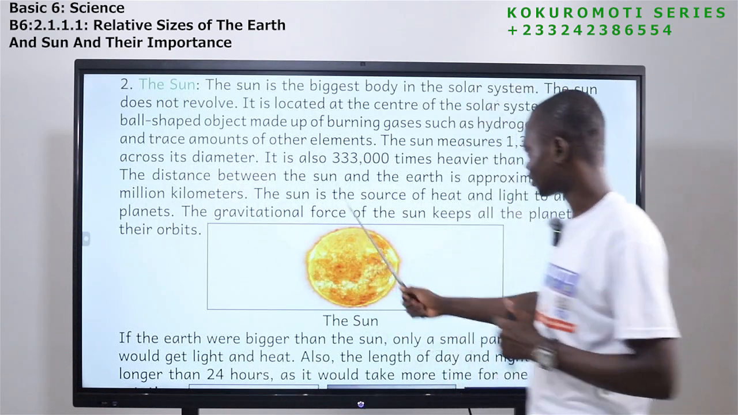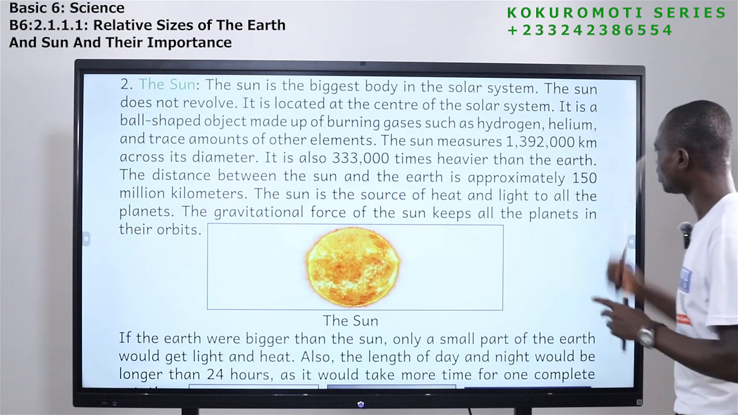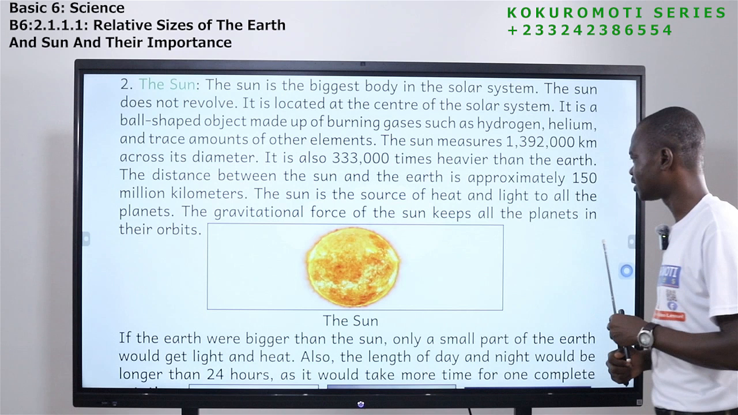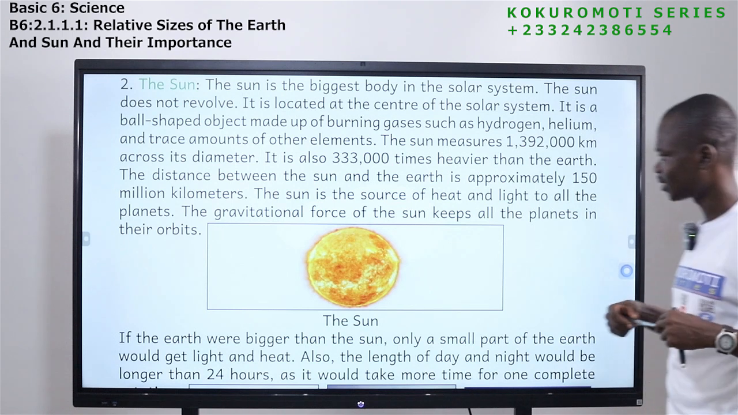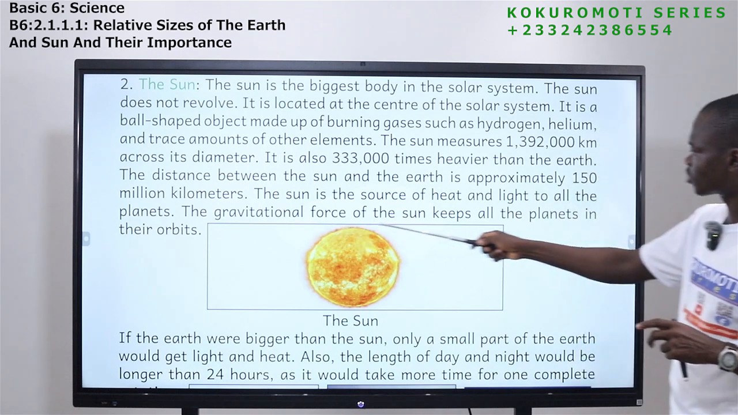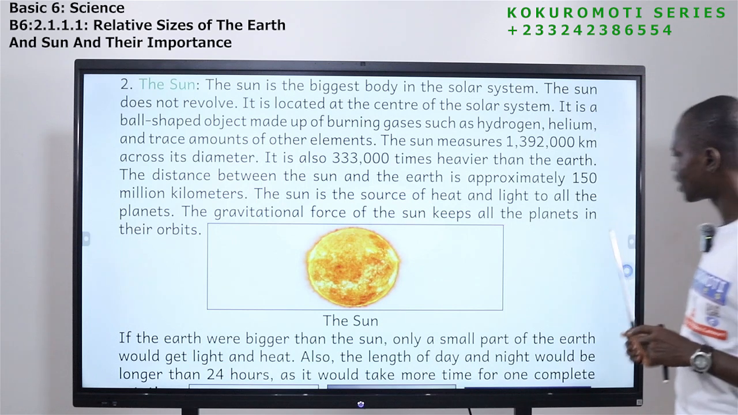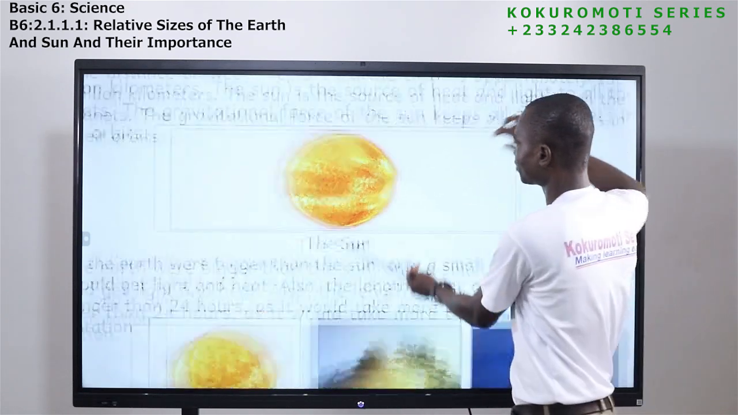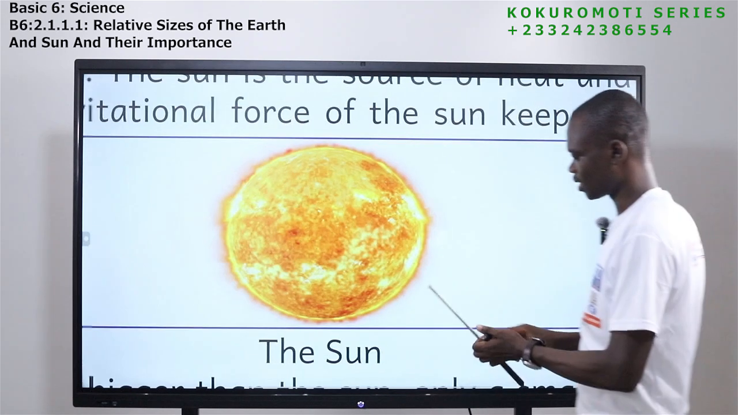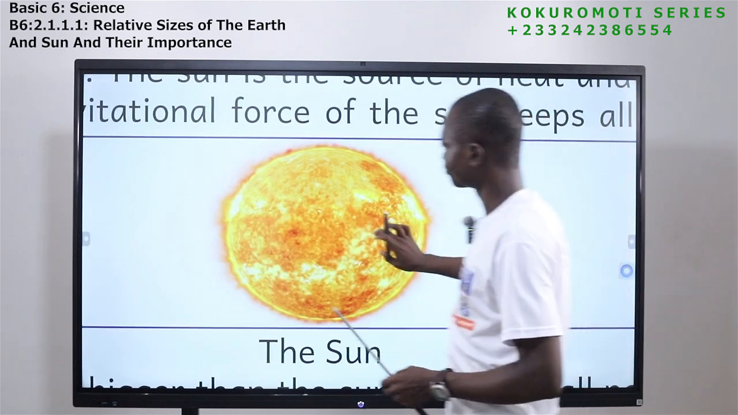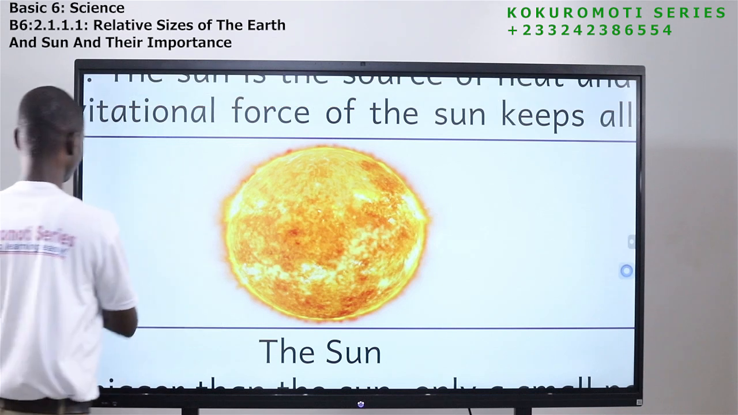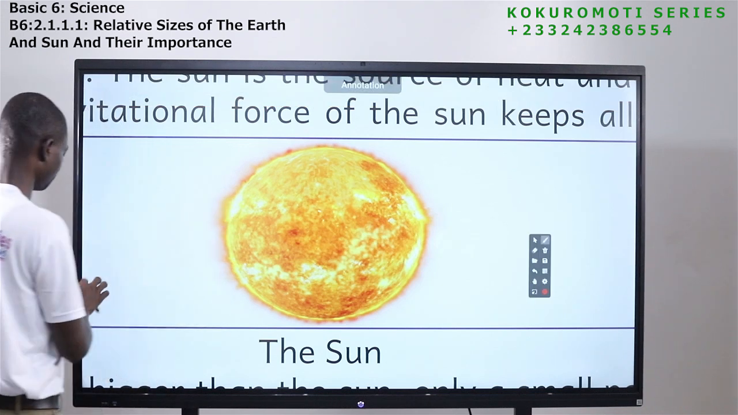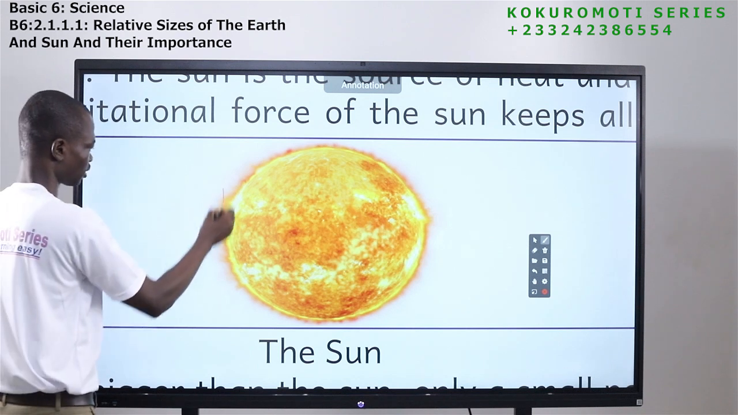The distance between the Sun and the Earth is approximately 150 million kilometers. The Sun is a source of heat and light to all the planets. The gravitational force of the Sun keeps all the planets in their orbits. So this is the Sun. This is how it looks like. This is the diameter. Let me show you the diameter.